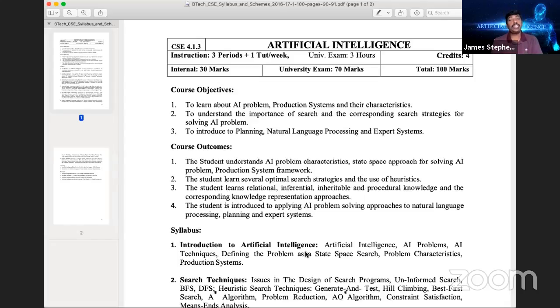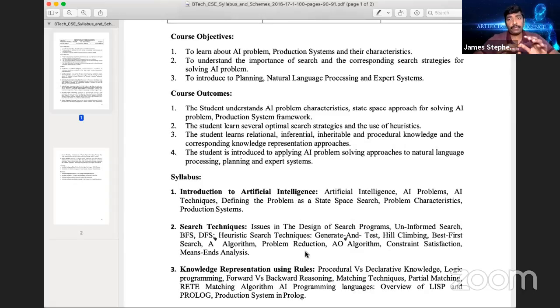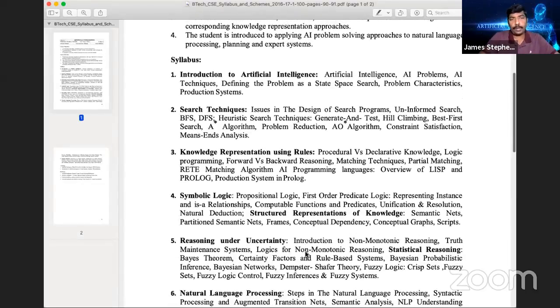And finally, you're expected to learn different advanced topics like how you process natural language, how planning is used, how expert systems are developed, etc. These are the different outcomes of this particular course. So after completing this course, students, you are expected to gain knowledge in these areas. So now we come to the syllabus.